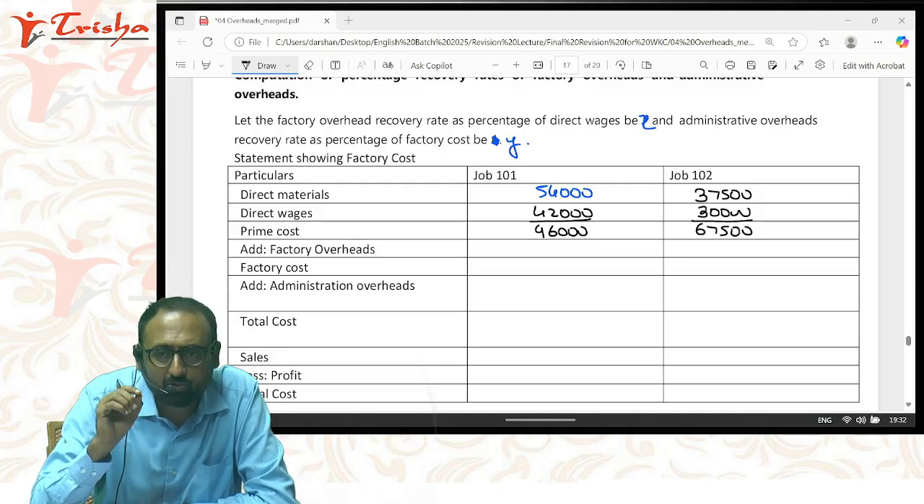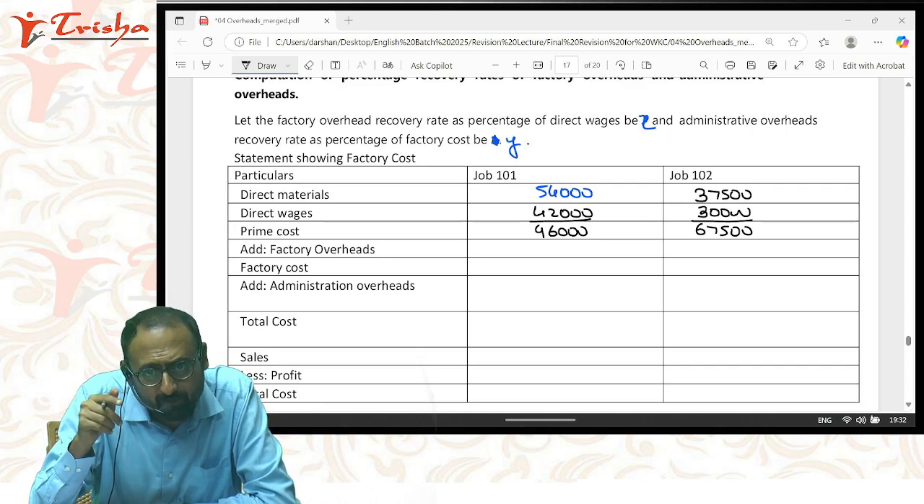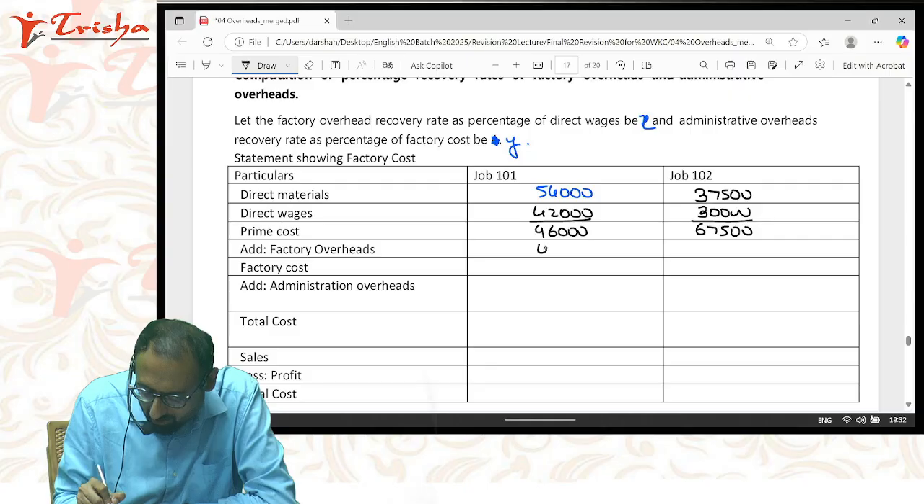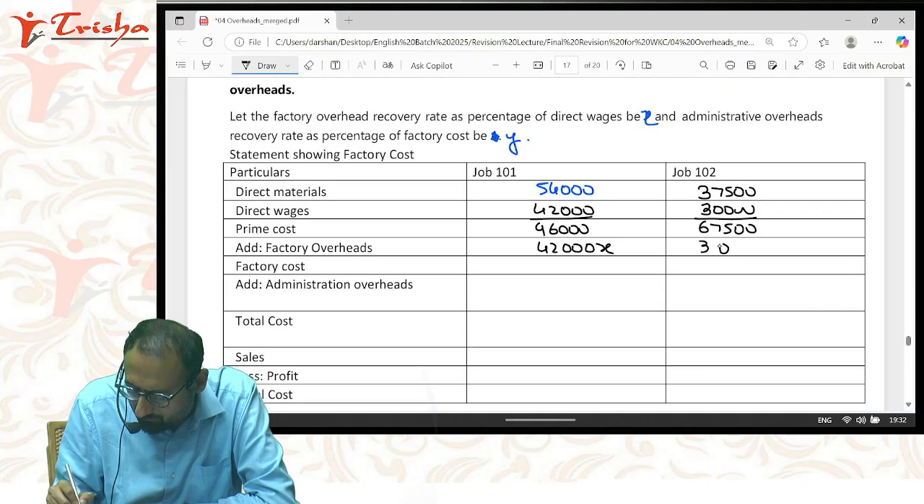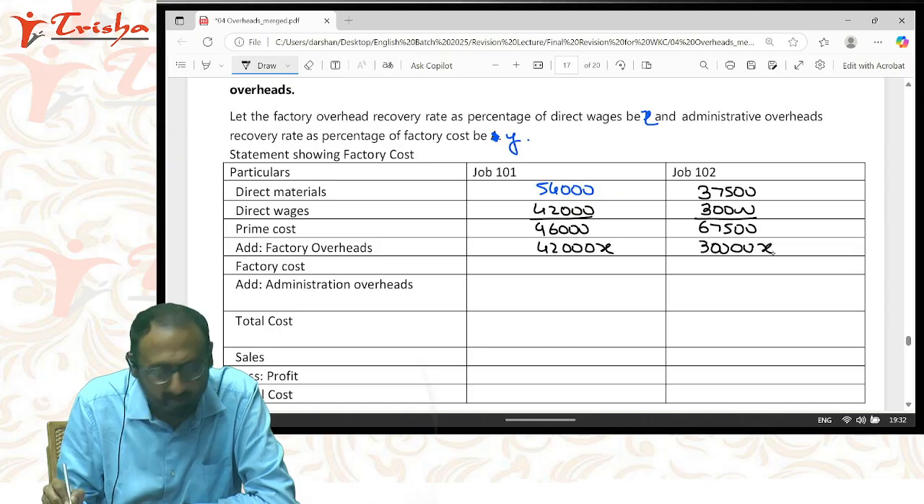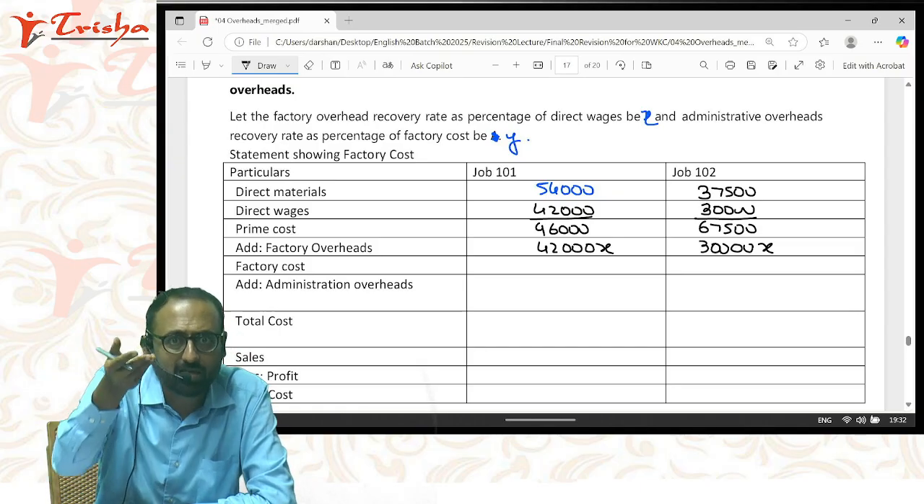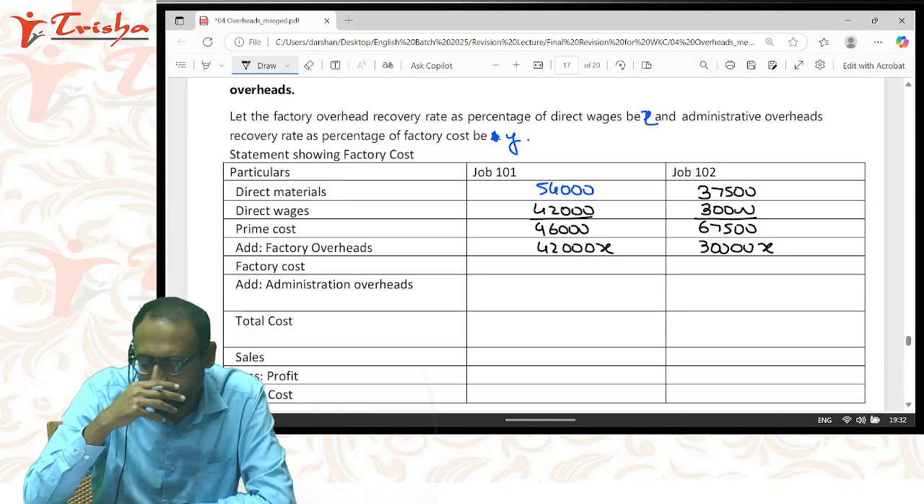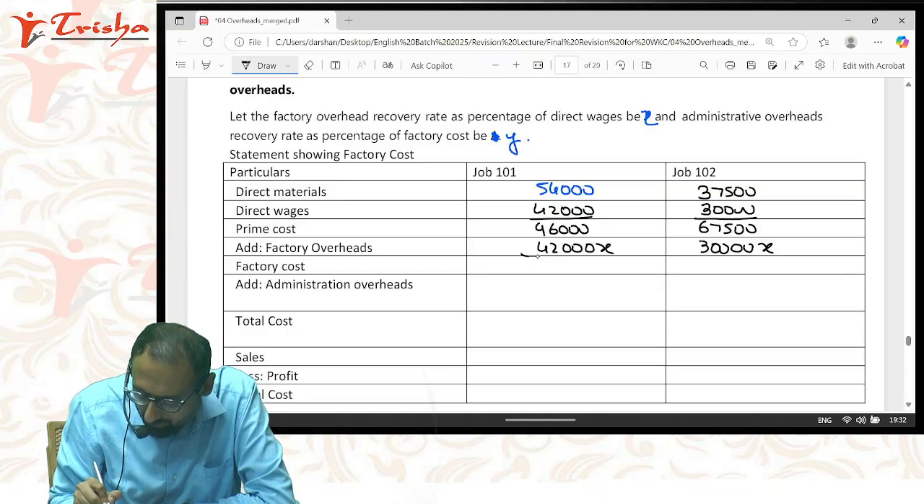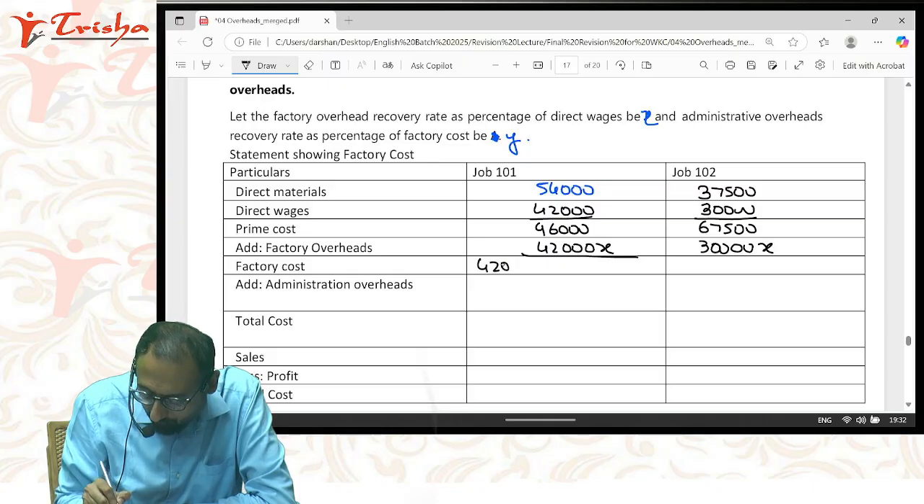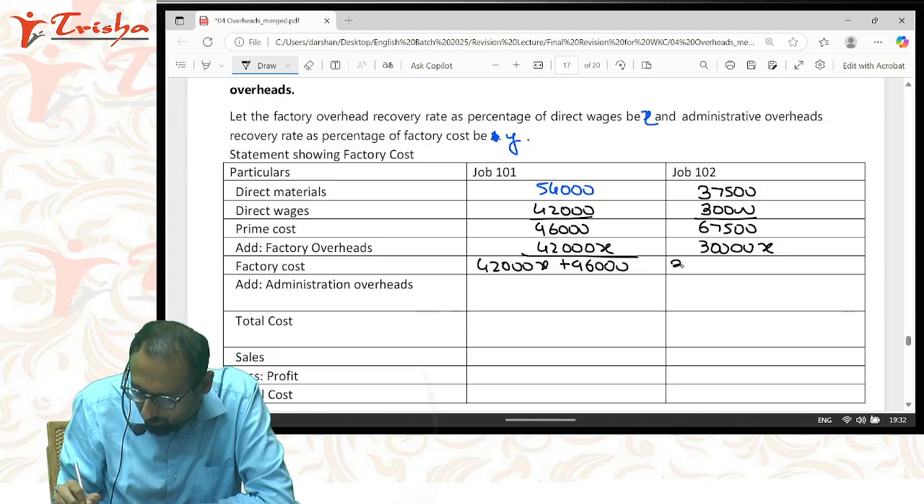Factory overhead rate we don't know. We assume it as X percentage of direct wages. So is it 42,000 X? And is it 30,000 X? Factory overhead rate is some percentage of the direct wages, so we assume that rate as X. So tell me how much will be the factory cost. Factory cost will be 42,000 X plus 96,000. In the second column, it will be 30,000 X plus 67,500.